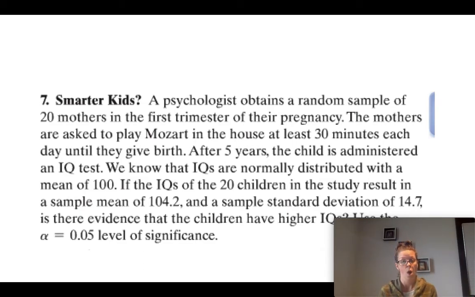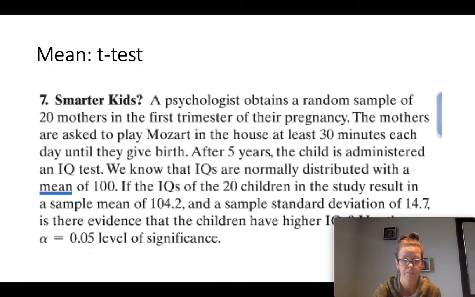Okay, so what are we going to do? Look for our keyword. What keyword do you see in there that's going to help us make our choice? Mean. We know IQs are normally distributed with a mean of 100, and we are testing the mean of this sample. So in our hypotheses, the null hypothesis would be 100, because we know that IQs are normally distributed with a mean of 100. Is there evidence to suggest that these children have a higher IQ? So we're checking to see if the mean is greater than 100.